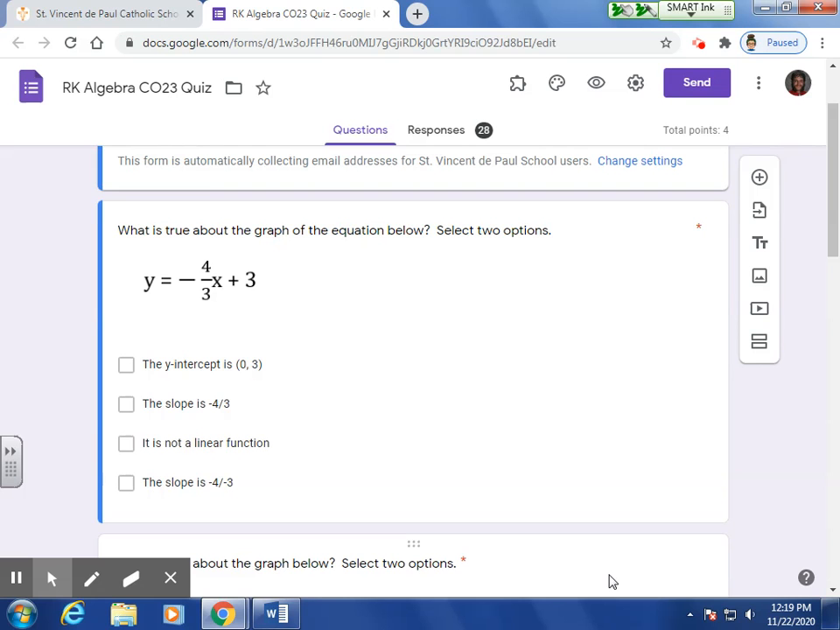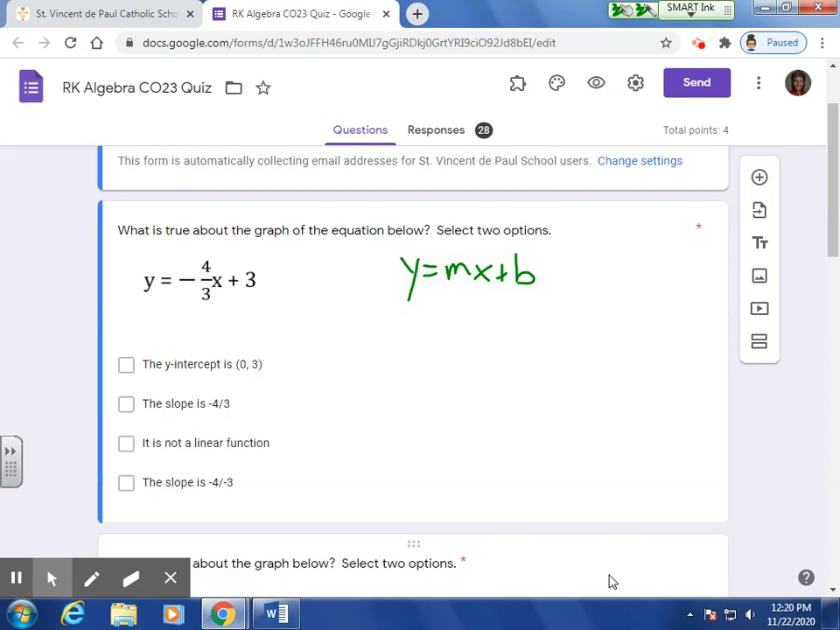Okay, so our goal here was to be able to look at an equation or a graph and identify what your slope is and what the y-intercept is. And we talked about the slope-intercept form, and how that m variable is your slope, the b variable is the y-intercept.